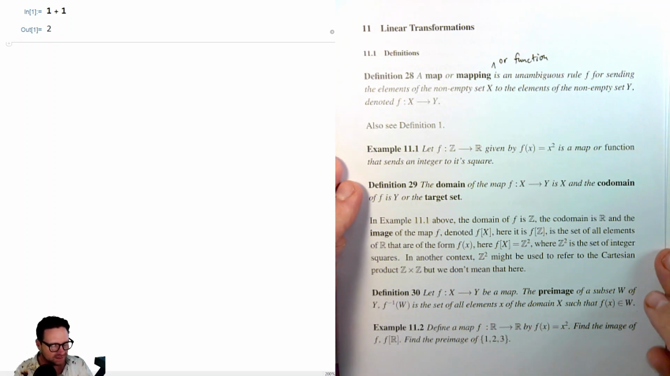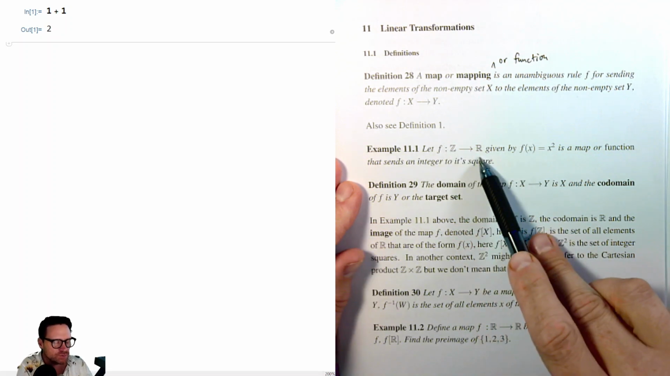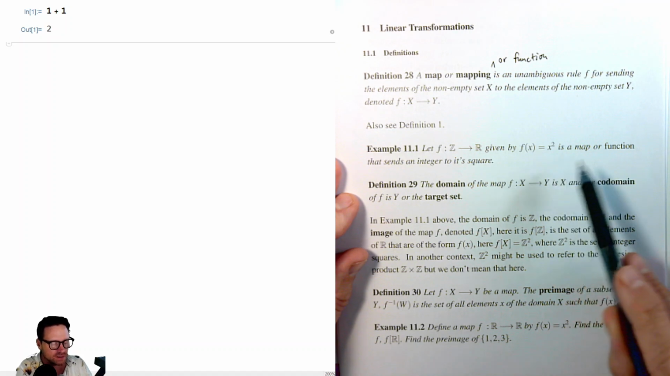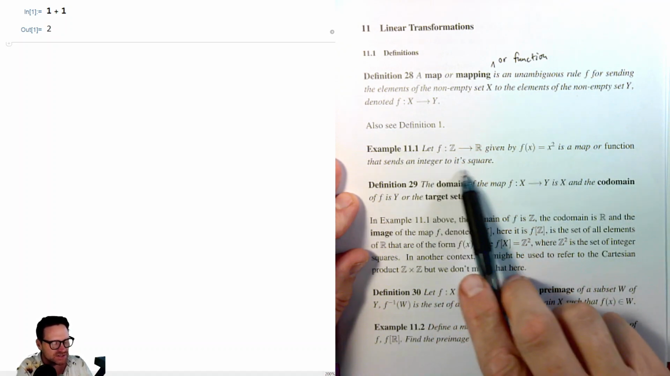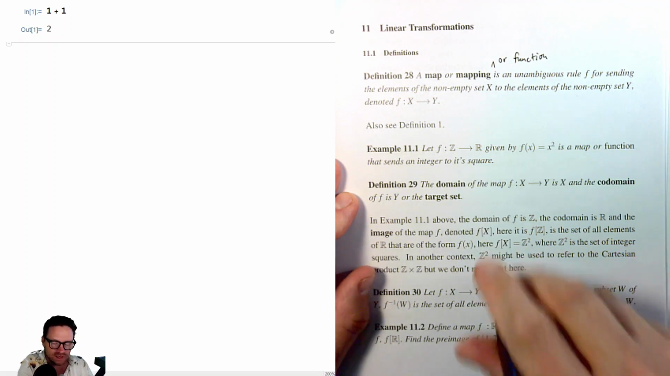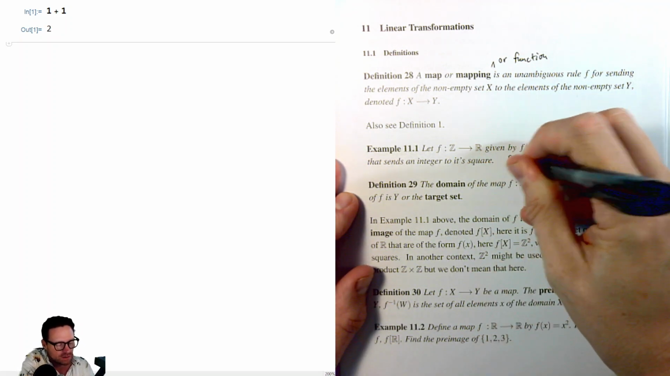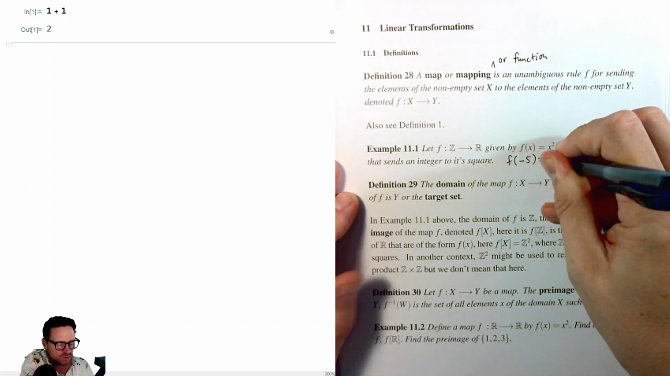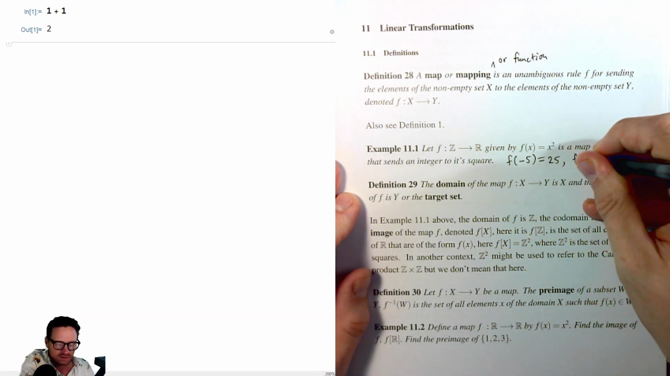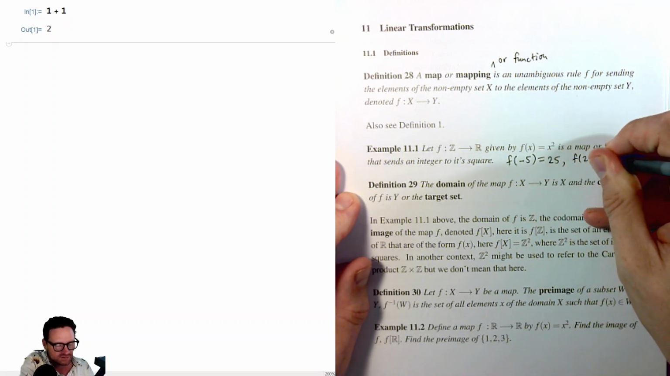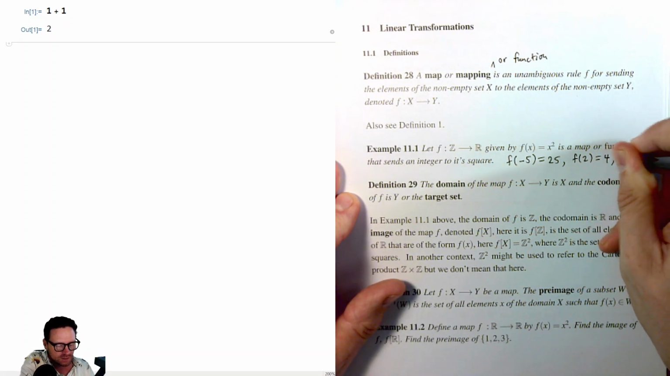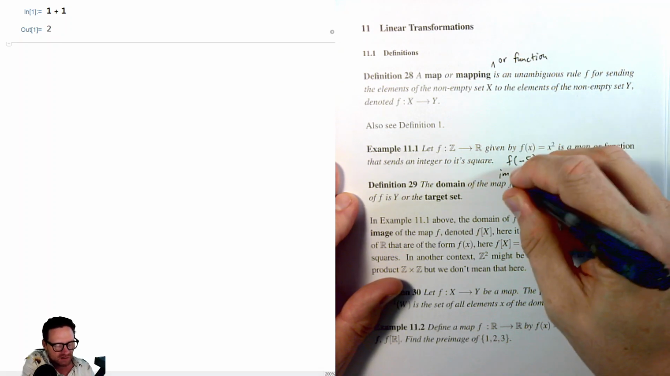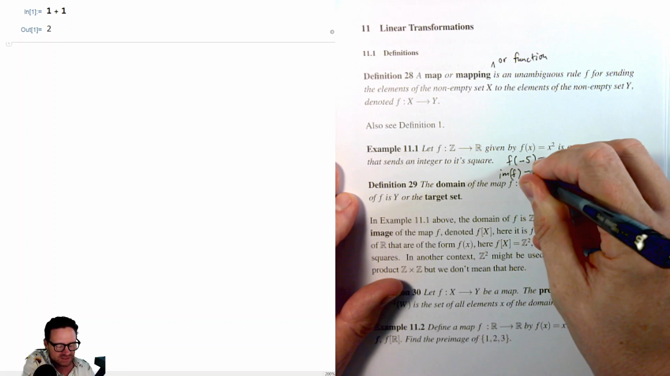Example 11.1. Let f map the integers to the real numbers be given by f of x is x squared. This is a map or function that sends an integer to its square. For example, f of minus 5 is 25. f of 2 is 4, and so on. And so here you would say the image of the map f is the set of all elements that come out of this.